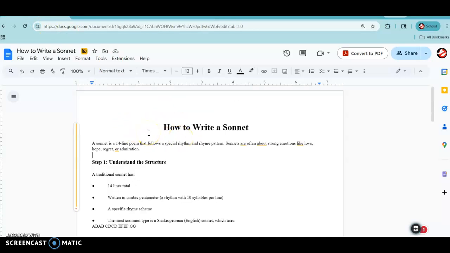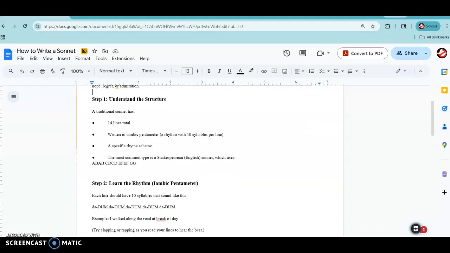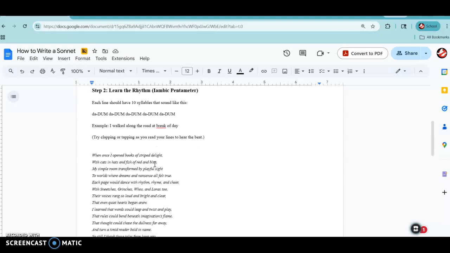A sonnet, 14-line poem, specific rhythm and rhyme pattern. I'm not worried about the rhythm and rhyme pattern today. I'm making sure I got my 14-line poem with the rhyme scheme I'm supposed to use, okay? I'm not worried about iambic pentameter, making sure I have 10 syllables. We're not worried about that today. I'm worried about following that structure for a Shakespearean sonnet. A, B, A, B, C, D, C, D, E, F, E, F, G, G. Okay?